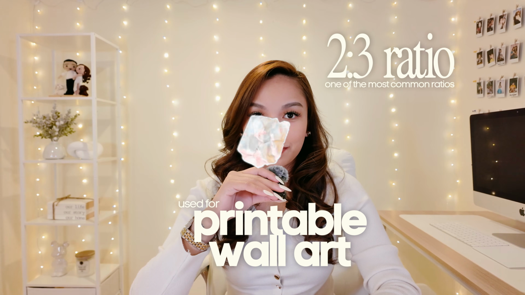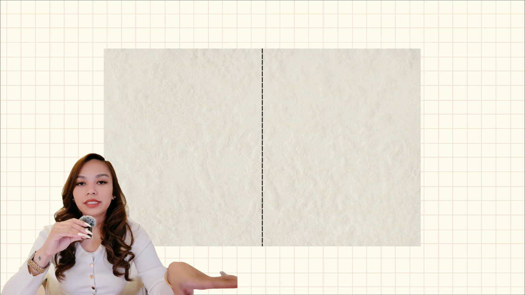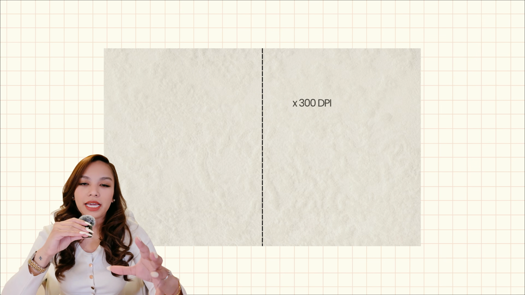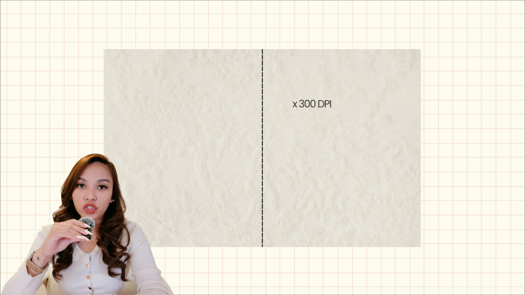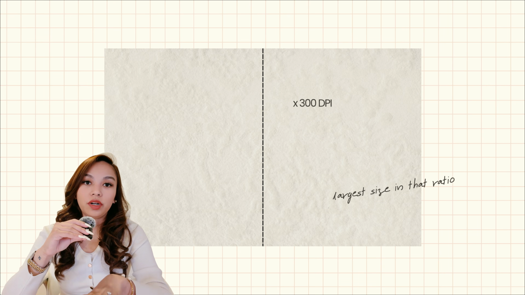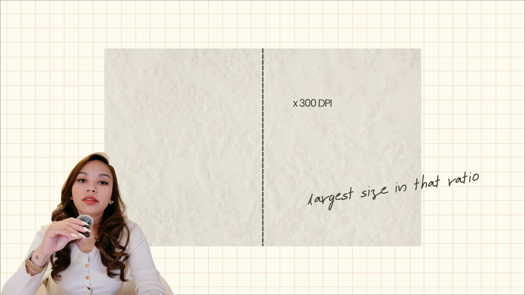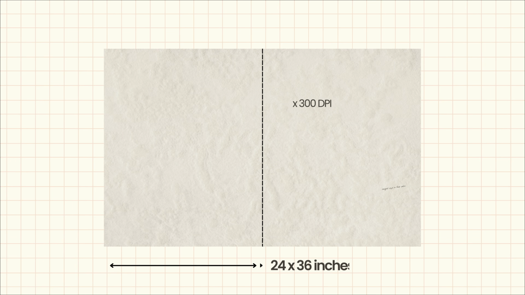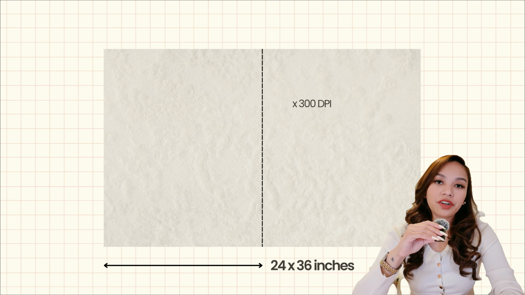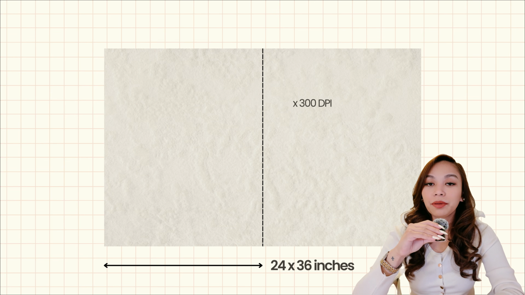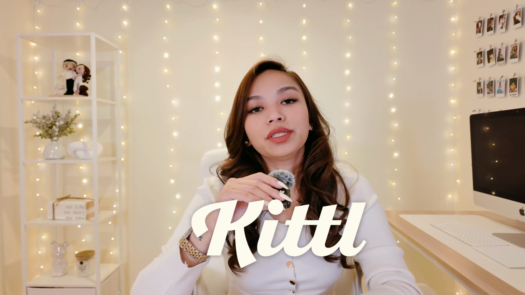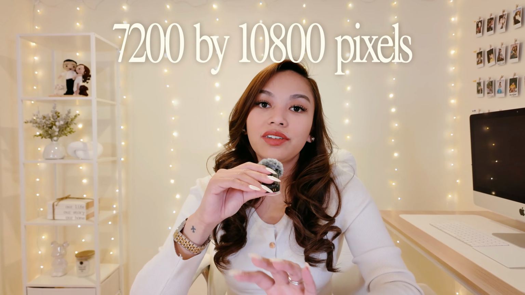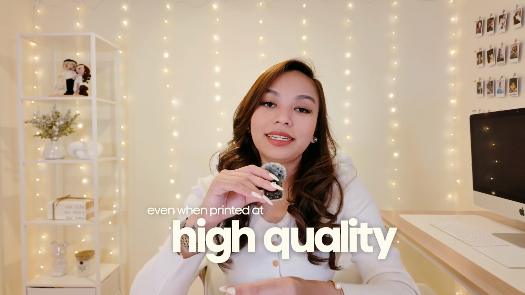For this example, we're going to design using the 2:3 ratio since it's one of the most common ratios used for printable wall art. When designing something that people will print, the standard resolution is 300 dpi, which means 300 dots per inch. This ensures the artwork prints nice and sharp. Because of that, many designers create their artwork at the largest size in that ratio. So for the 2:3 ratio, the largest common print size is 24:36 inches. When we convert that into pixels at 300 dpi, that becomes 7,200 by 10,800 pixels. So inside KITTL, I'm going to create a new artboard that's 7,200 by 10,800 pixels, which will keep the design high quality even when printed at different sizes.